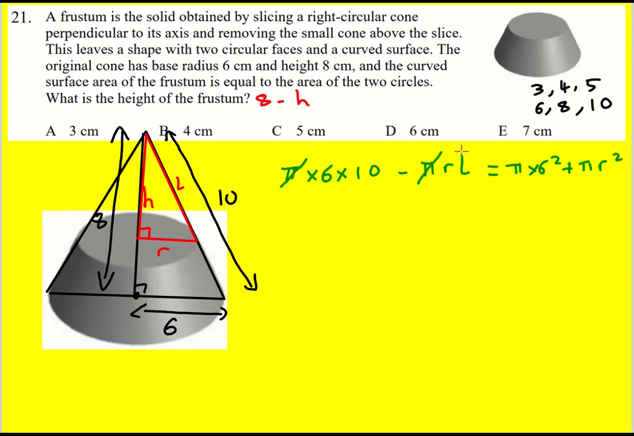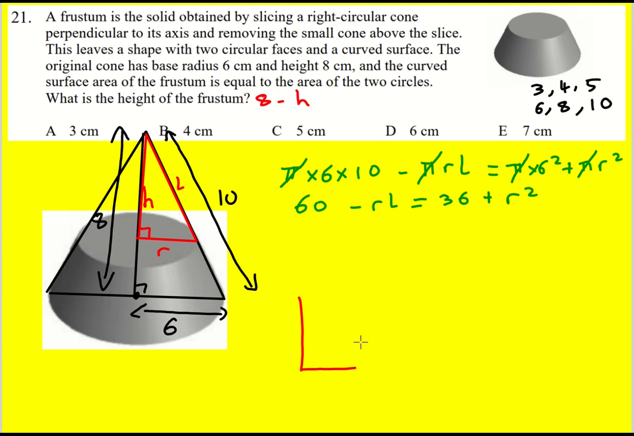We can immediately just cancel out the pi's, dividing through by that. Let's just tidy it a little bit more. 60 minus rL is equal to 36 plus r squared. So if I can get L in terms of r, then I've got an equation that I can solve. We could, of course, also substitute everything for h, potentially, but I think I'm going to solve for r. And to do this, we can use the fact that the red triangle and the black triangle are similar.